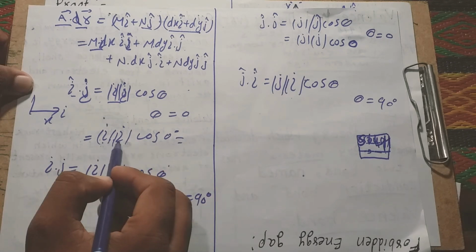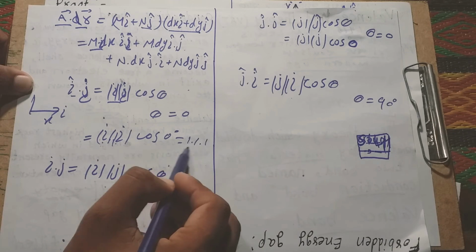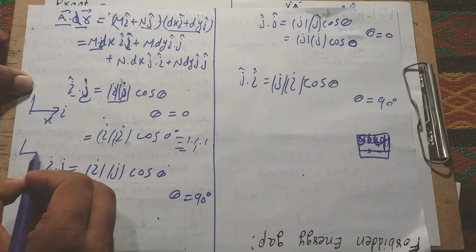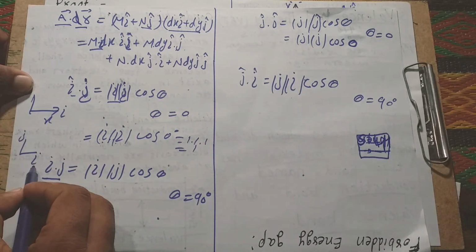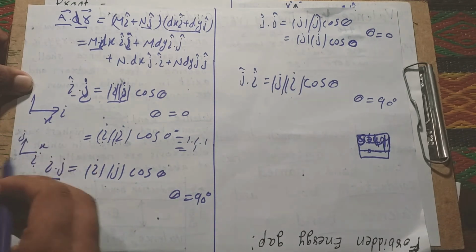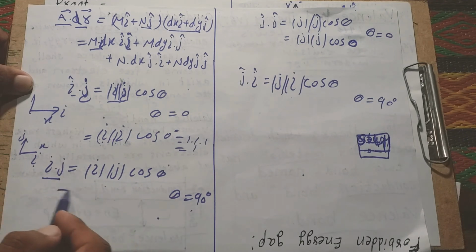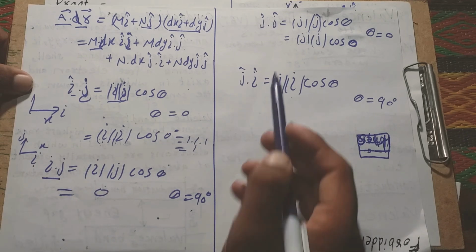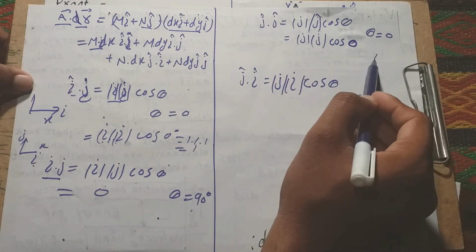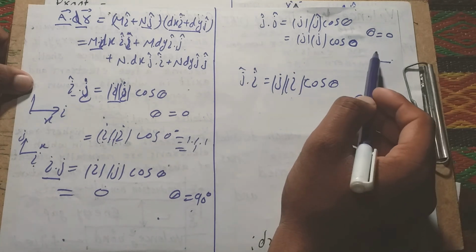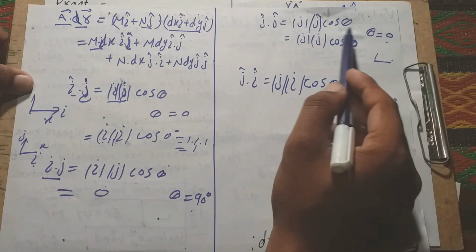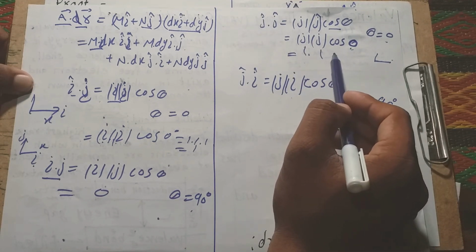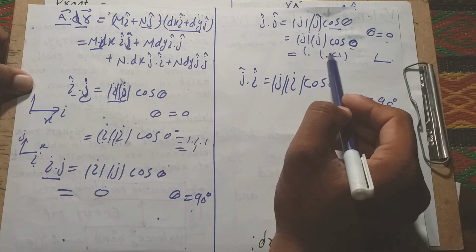The magnitude of i is 1, so i dot i is equal to 1. Now i is the x direction and j is the y direction. The angle between them is 90, so cos 90 is 0, and then the whole thing is 0. Also j dot j: they lie in the same plane, so the angle between them is 0, cos 0 is 1, and the magnitude of j is 1, so it is equal to 1.